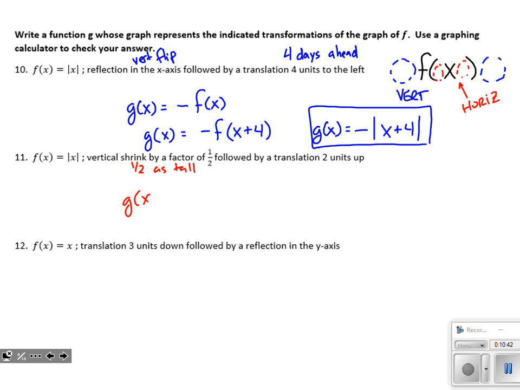So my function g of x is going to be half as tall. That means half of f of x outside. And then a translation 2 units up, that's also an adjustment outside. So my g of x for this problem is going to be 1/2 times the absolute value of x, and then plus 2.